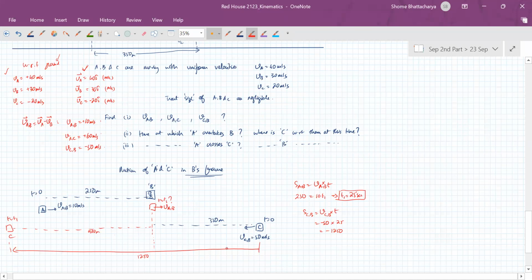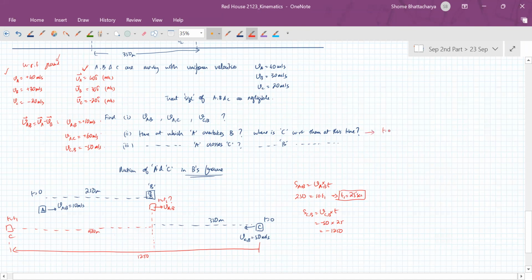So how much has B moved? 50 into 25, that is 1250 meters, but in the backward direction. So with respect to B, the displacement of C has become 1250 like this. So where has it gone? It's gone from 350 ahead of me to 900. Is this clear, I hope?